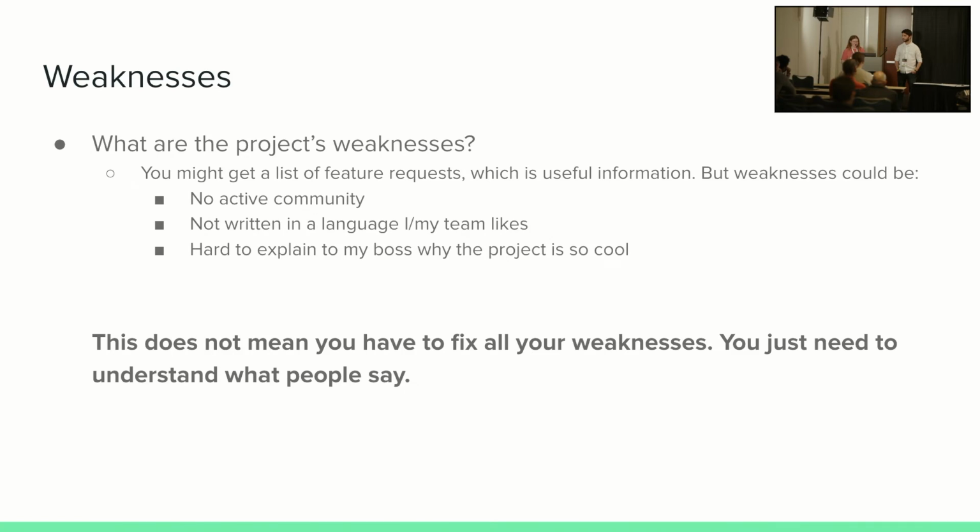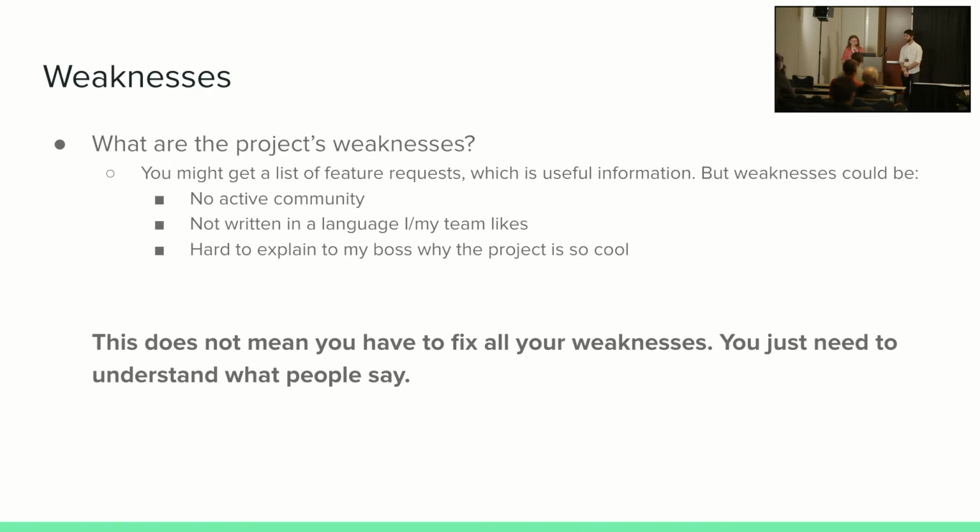Okay. So, and the next thing, I have a whole slide about weaknesses, because this is a topic that you want to make sure to address and can be a little bit scary. Sometimes if you ask what the project's weaknesses are, you will get a list of features. That's okay. It doesn't mean you have to add all of those features to your roadmap. But sometimes it'll be other things, like your community isn't super active, or it's not written in a language that my team likes. I see that one actually fairly frequently.